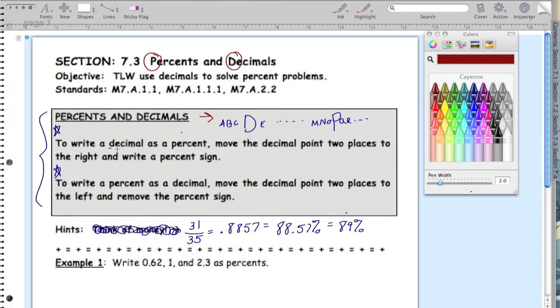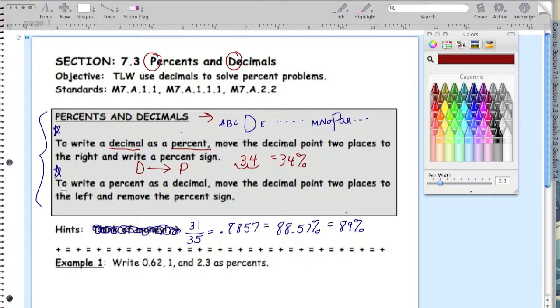For instance, to write a decimal as a percent, so if I were to have the decimal 0.34, I want to write this as a percent. Well, again, we have D to P. Decimal to percent, I'm going to the right, so that's exactly what I do here. Move my decimal point to the right, 34%.